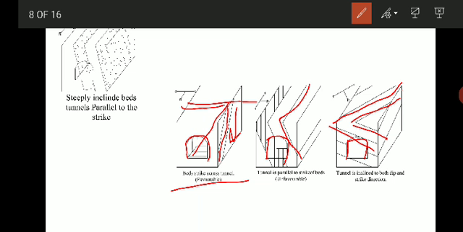This is the strike and your tunnel is running like this, so it is across the strike of the beds. This provides a uniform distribution condition for load from the top. So there is arc action, where the rock at the roof acts as a natural arc and transfers the load to the sides.